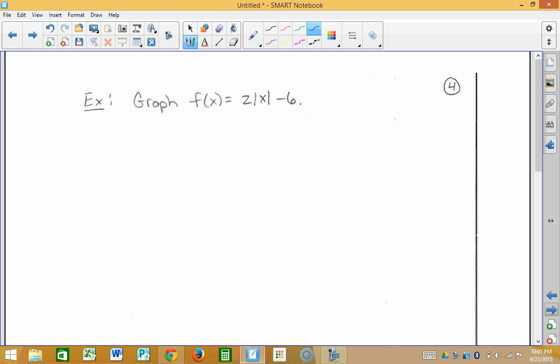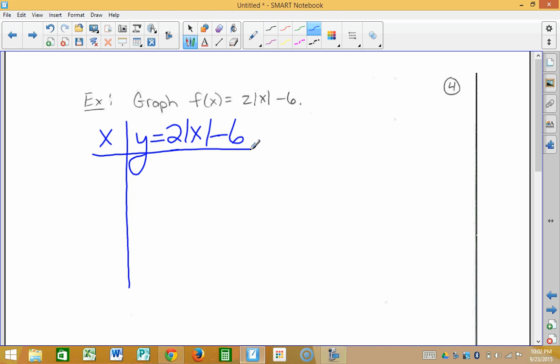So let's graph an absolute value. Again, you can make a chart. This is a piecewise function. We're not going to write it as a piecewise, but in order to graph this, I would highly suggest making a chart. So we're going to make an XY chart: X, and my Y is 2 absolute value of x minus 6.